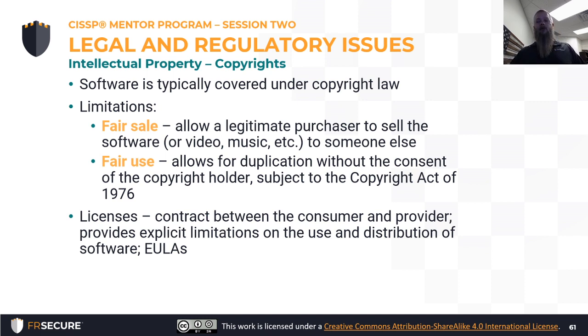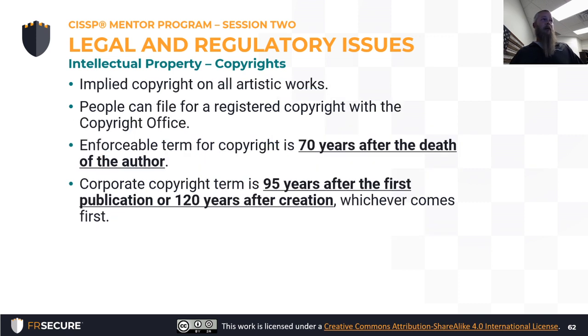But a license is a contract between the consumer and the provider, the creator of whatever, whoever holds the license for the software or the work. Copyright is implied on all artistic works, so you don't have to mark something as being copyrighted. It automatically is copyrighted if you wrote something. So if you write a blog article, it's automatically copyrighted. All artistic works work that way. What typically happens is if it's important enough, I'll still take it and get it copyrighted at the Copyright Office. Enforceable term for copyright is 70 years after the death of the author, so that's a long time.